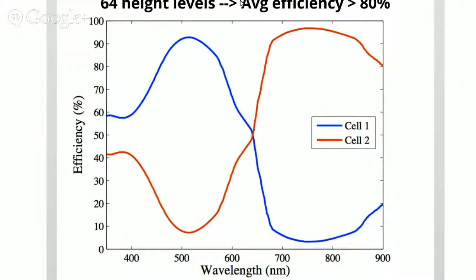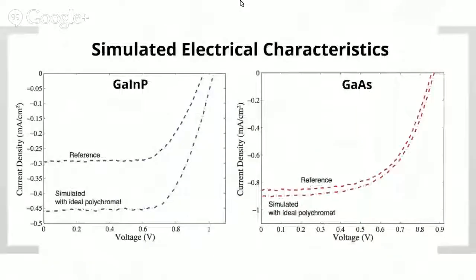Okay, so if you can take these simulations and actually simulate the electrical characteristics to see what you can expect to see. Okay, so that's what we did next. So we took the reference and then we simulated what we should expect to see with the ideal polychromat. And in the gallium indium phosphide, you expect a huge increase in current density, short circuit current density, because what's happening is that you are redirecting the high energy photons, which are on the right-hand side, into the left-hand side. It's the gallium. So you have concentration, basically, 2x concentration, right? So that's why that increases.